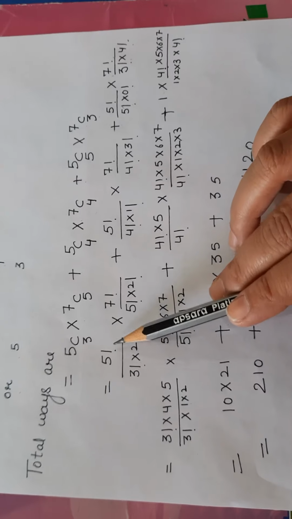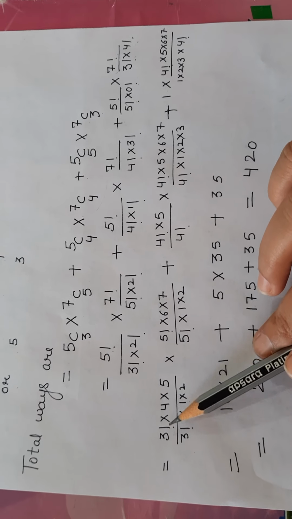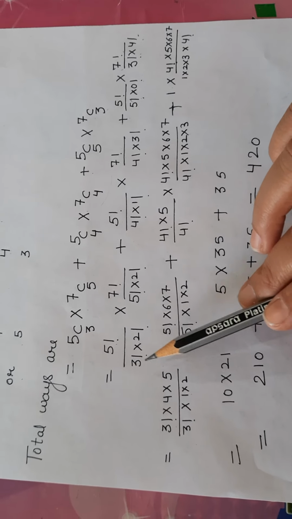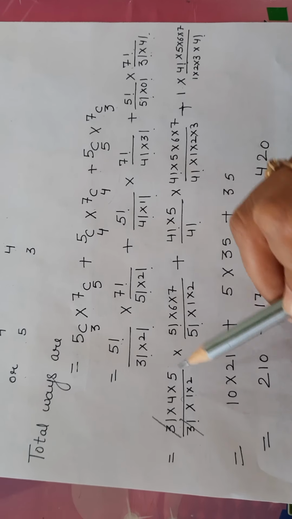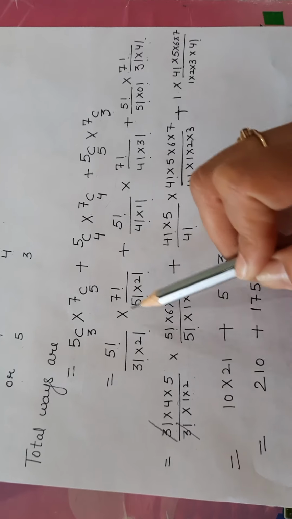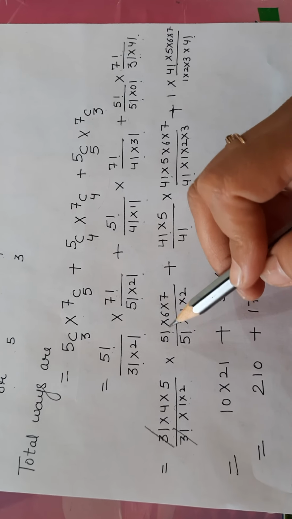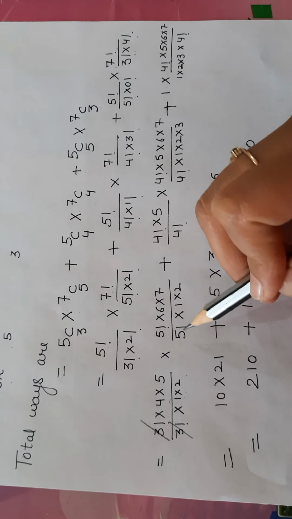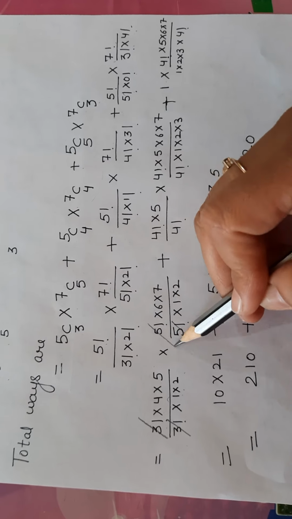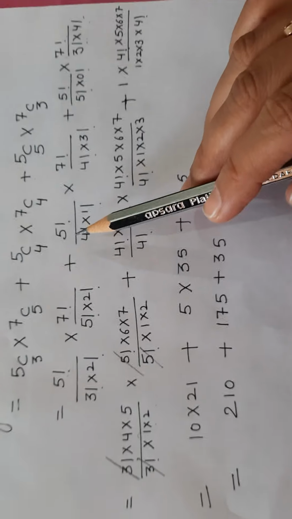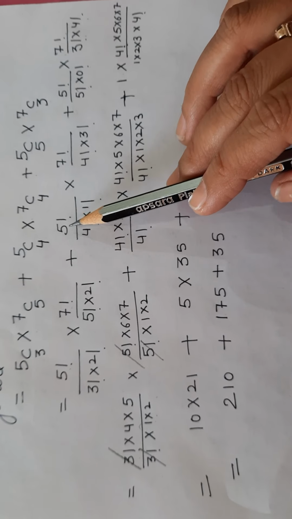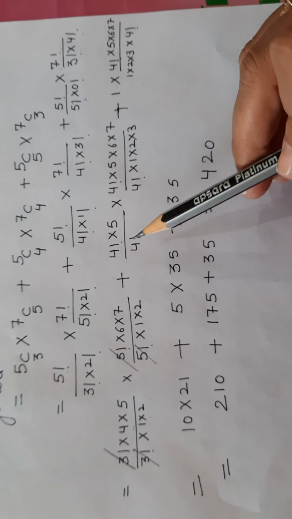Simplify them. This 5 factorial is 3 factorial into 4 into 5. So this 3 factorial will be cancelled. And this 2 factorial is 1 into 2. Again here, this is 5 factorial into 6 into 7. This 5 factorial will be cancelled. 2 factorial, 1 into 2. Again do simplification here. This is 4, this can be written as 4 factorial into 5.